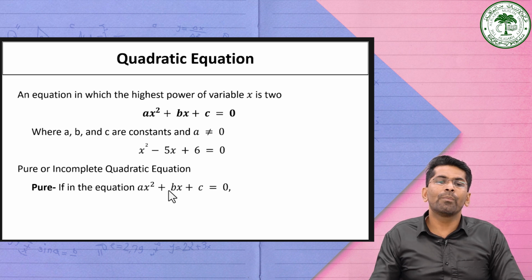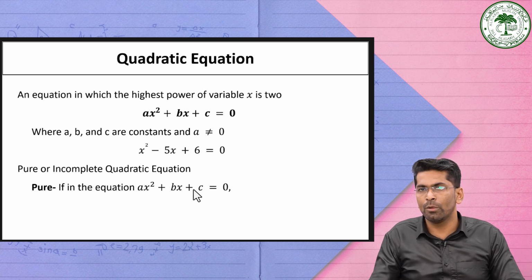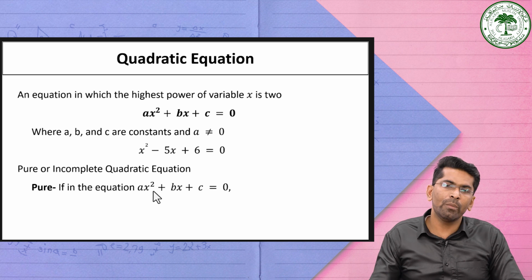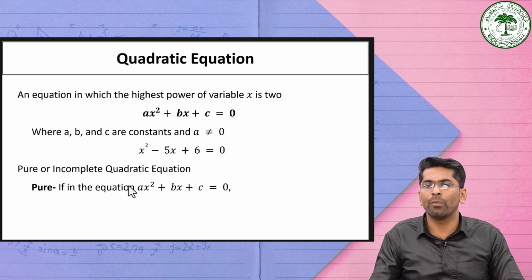See, ax square plus bx plus c is equal to 0. We have a, b, c as constants and a is not equal to 0. And the highest power of the variable here is equal to 2. We have a complete term of a quadratic equation. So we can say that this is a pure quadratic equation.